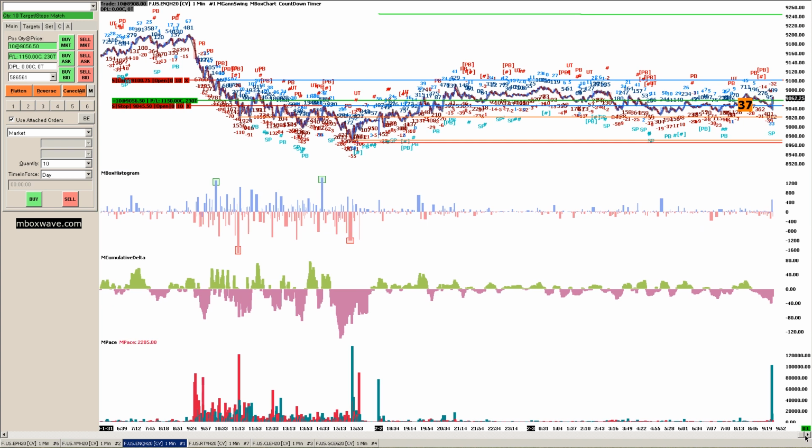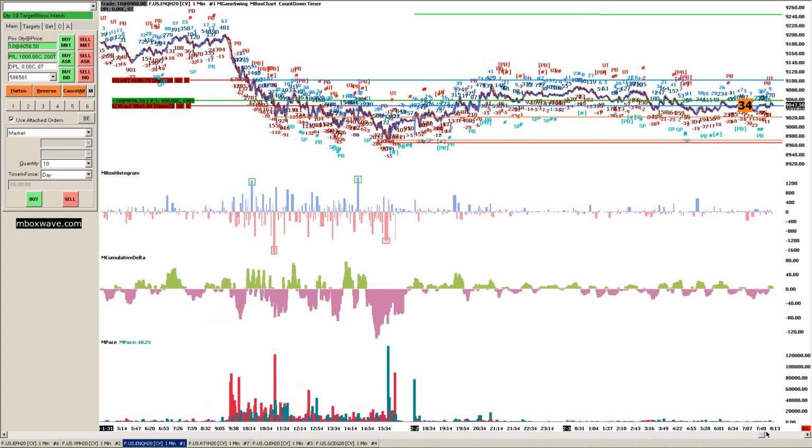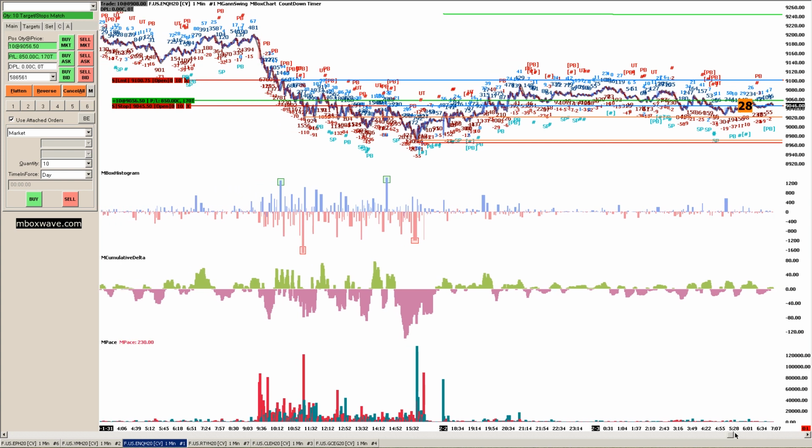What I've been doing lately is drawing lines from the previous day where there was a lot of buying or selling. This is Friday, so we don't really count Sunday because the volatility just isn't there. Looking at Friday, I took the two areas where there was the most buying and the two areas where there was the most selling in the MBox delta. Then I drew lines where that peak was.